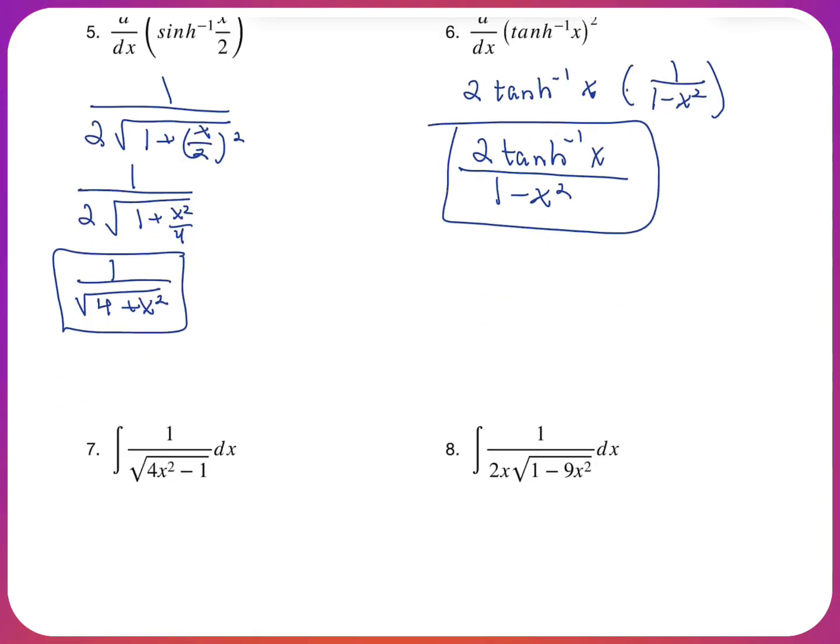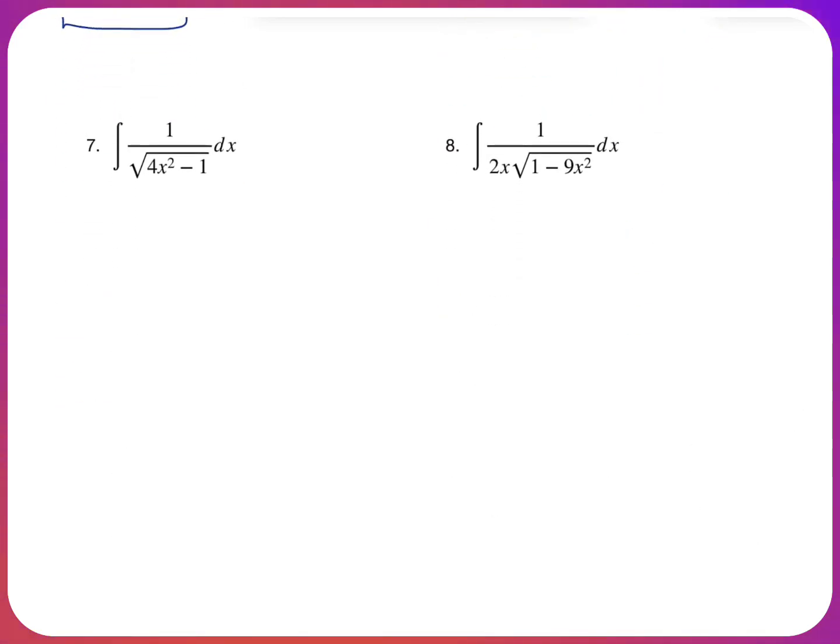Now let's do some integral practice. Our first integral problem is I'm taking the integral of 1 over the square root of 4x squared minus 1. Now, as it's written, unfortunately, this does not meet any of our formulas. But the first thing I notice is 4x squared can be written as 2x quantity squared. And so I'm going to make u 2x, not the 4, not 4x. I'm going to make my u my 2x.